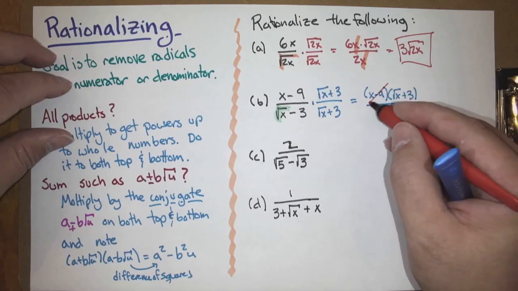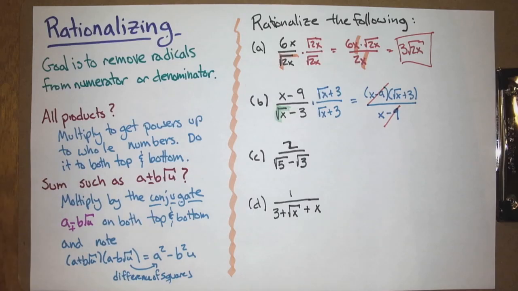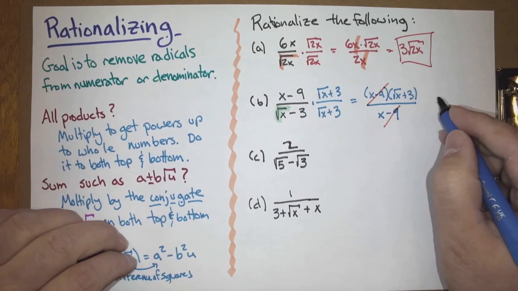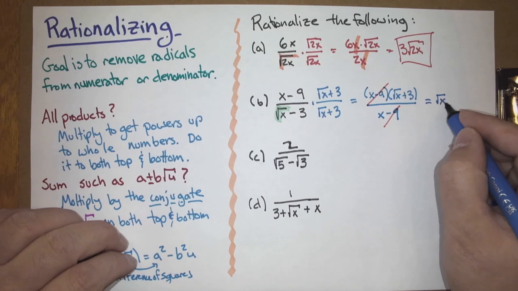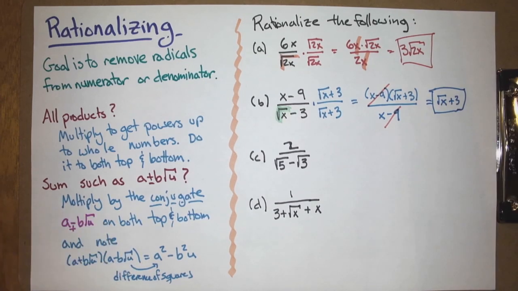You can cancel the x minus 9s. Now, if you had expanded the upstairs, you wouldn't have seen that cancellation. So that's why I say don't expand unless it's going to help you. So you get square root of x plus 3. Beautiful answer. All right, how about for part C?